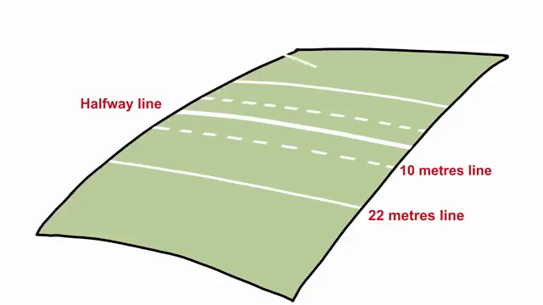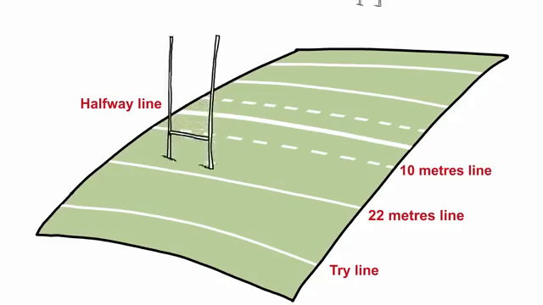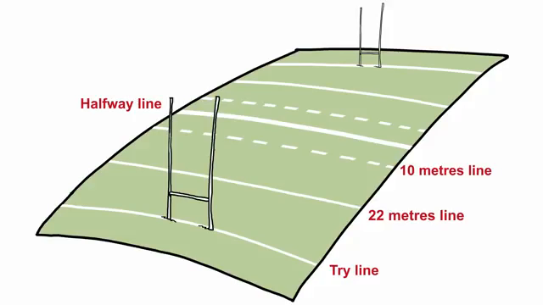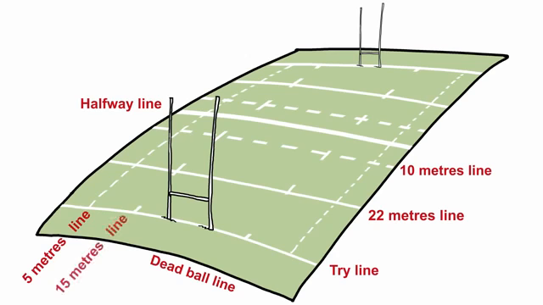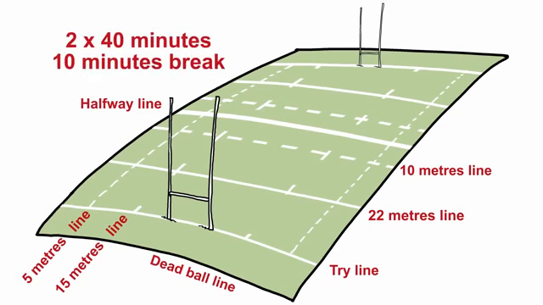Next is the try line. Behind this line, you can score a try by touching the ball down. On the try line are the rugby posts, 2 vertical posts and a crossbar. The last line is the dead ball line and marks the end of the field. On the sides, you find the 5 metres line and the 15 metres line. During a line out, the players must stay between these lines. A game is 2 halves of 40 minutes and has a half-time break of about 10 minutes.